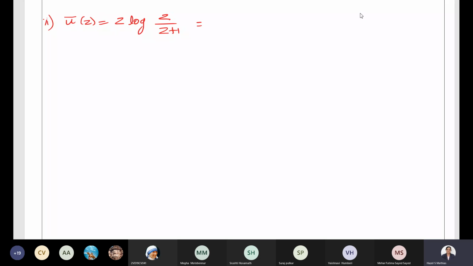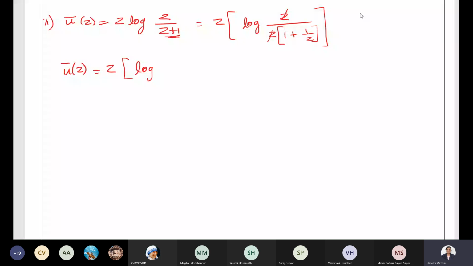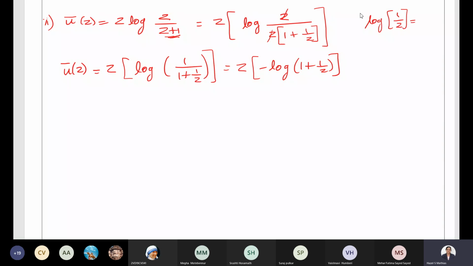Now again the same concept you have to use over here. It will be z into log z divided by, from z plus 1 we will take z outside. What remains? 1 plus 1 by z remains. From z plus 1 take z outside, 1 plus 1 by z remains, and z gets cancelled. So then you have u bar of z equal to z into what remains? Log of 1 divided by 1 plus 1 by z. This is what remains. That is equal to z into, see here, log 1 by z is what? Minus log z, minus log of 1 plus 1 by z. Remember this. Log 1 by z can also be written as minus log z. So log 1 divided by 1 plus 1 by z can be written as minus log of 1 plus 1 by z. Is it okay, everyone?